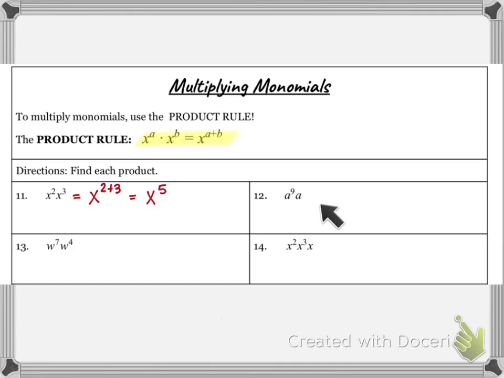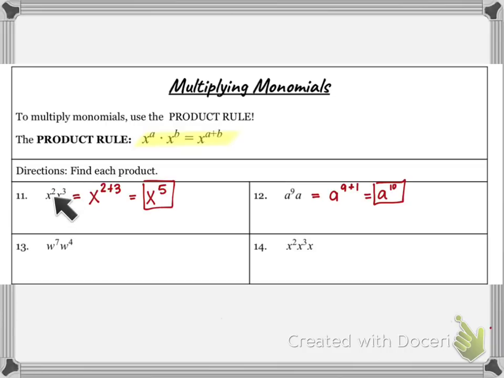So notice here we have a to the ninth and a. Remember, if there's no exponent above here, what is it? It's just a 1. Okay, so we have a to the ninth times a, so it's a to the 9 plus 1, because there's a 1 here. So that's going to be a to the 10th.